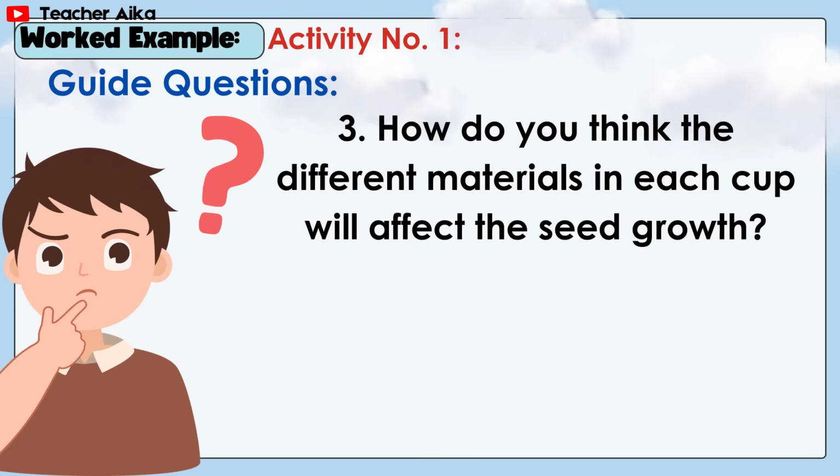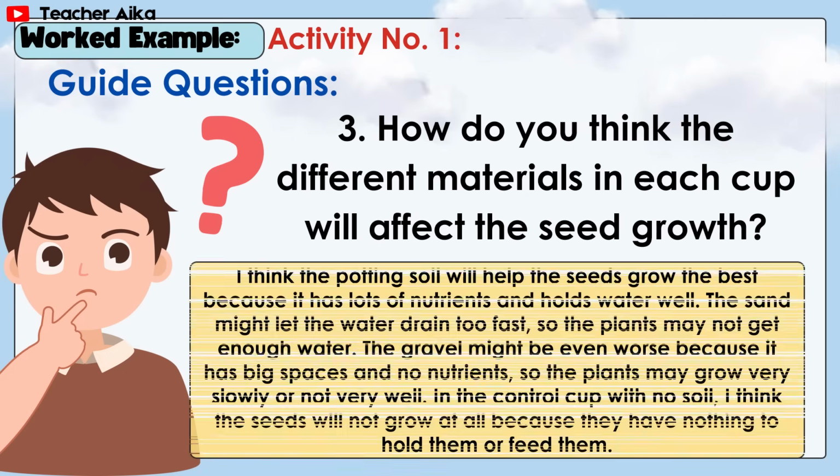3. How do you think the different materials in each cup will affect the seed growth? Answer. I think the potting soil will help the seeds grow the best because it has lots of nutrients and holds water well. The sand might let the water drain too fast, so the plants may not get enough water.